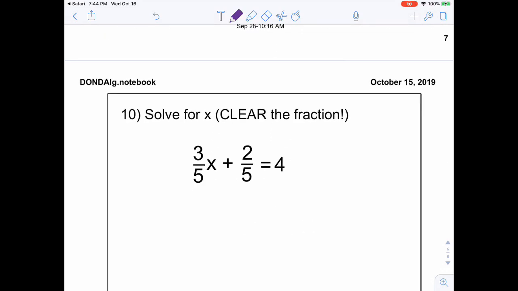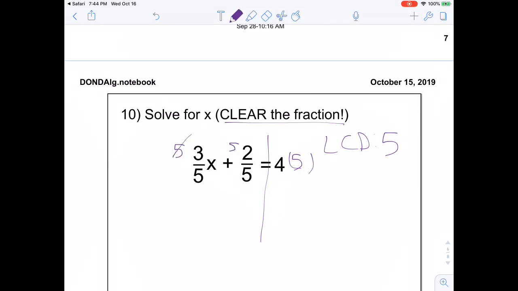Solve for x, so this is our rational equations here. So I gave you the hint, clear the fraction. You're looking for the least common denominator. There's only one denominator here, so that least common denominator would be 5. The next step is to multiply everything by the LCD. Your goal for this step is to eliminate the fractions.